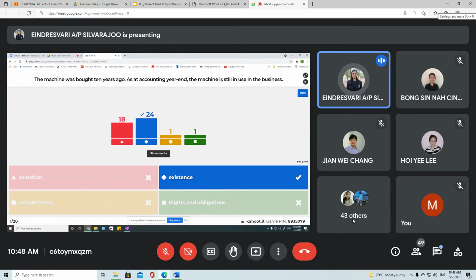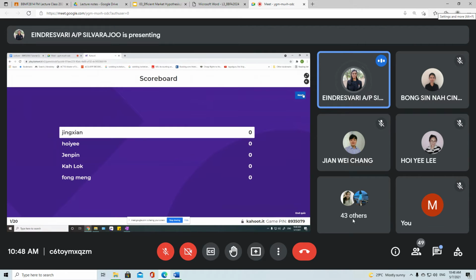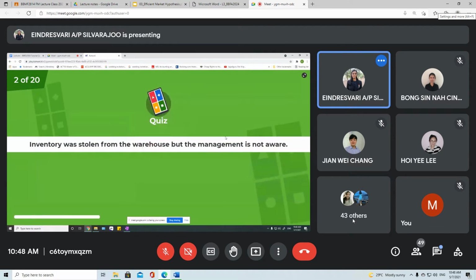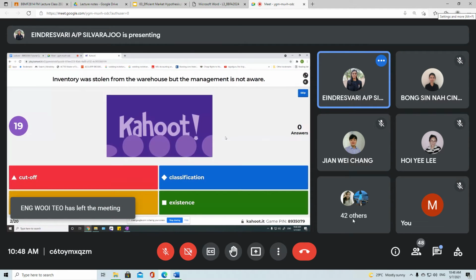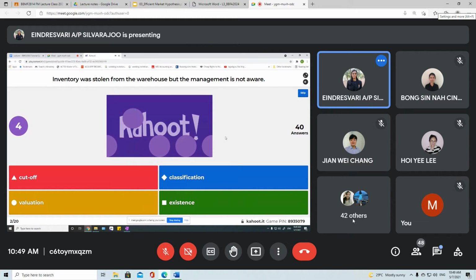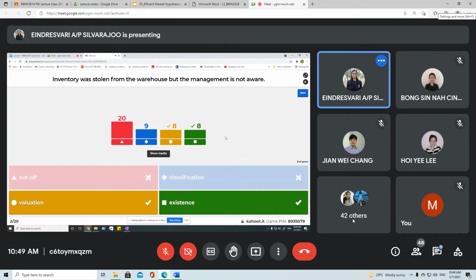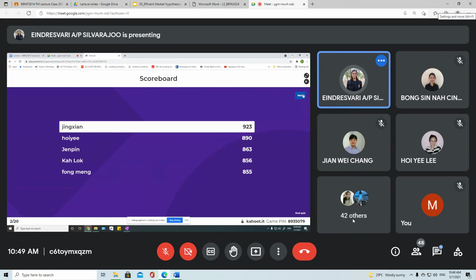Okay, the machine is still in use, so this is related to existence. We are looking at the physical machine. Okay, existence. The machine is missing. It is no longer physically there. Sorry, the inventory is not there, but in the accounting record, it is still there. So this is existence.